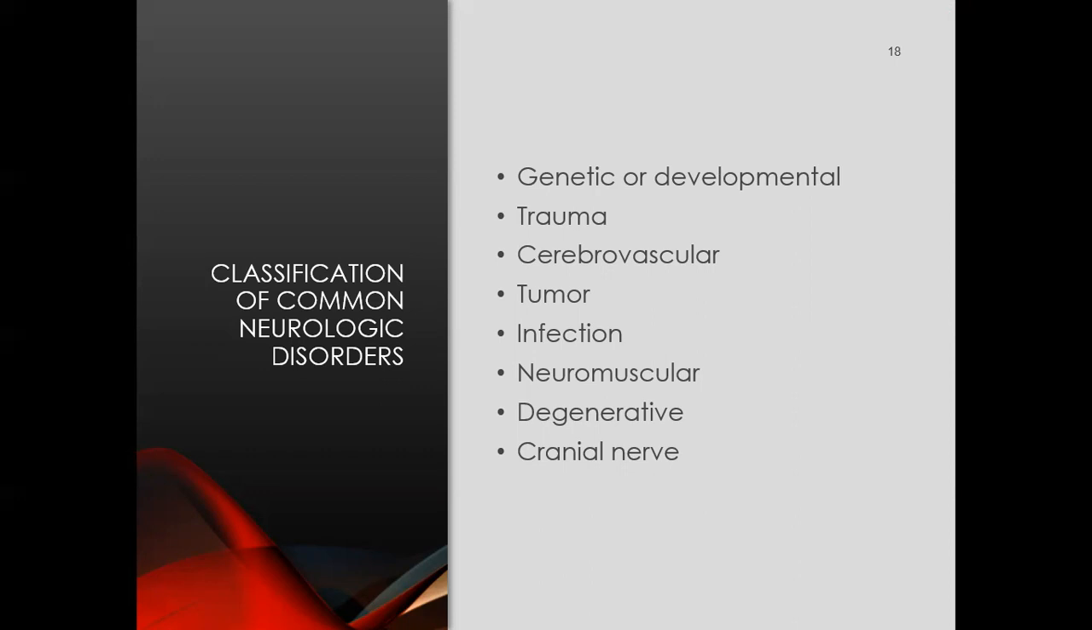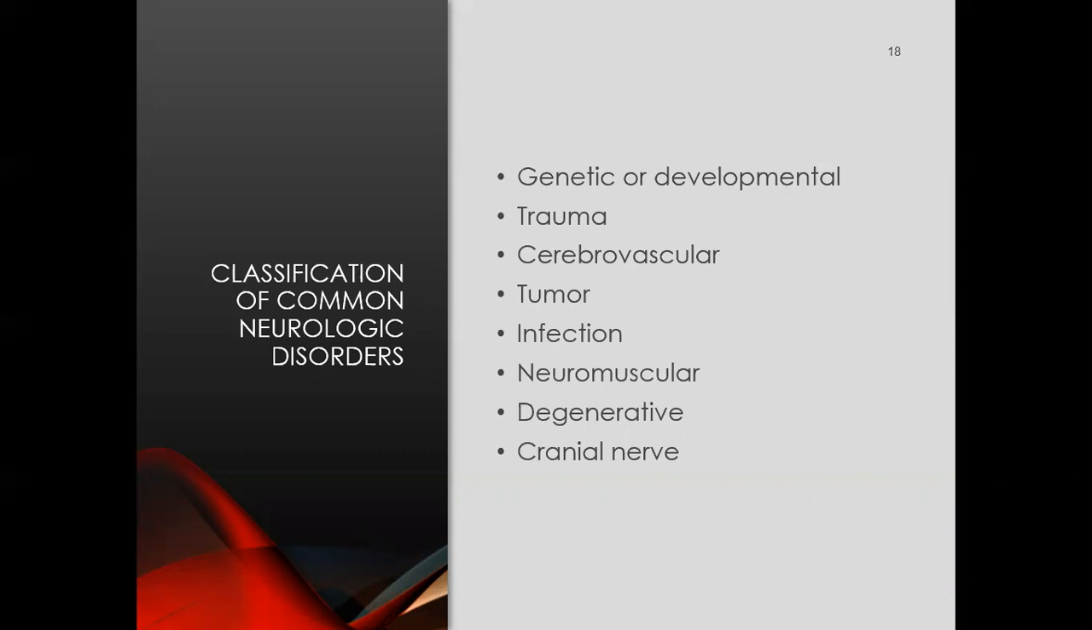There are also cerebrovascular neurologic disorders. So like a CVA, a stroke, or a TIA, a ruptured aneurysm, an arteriovenous malformation, and migraines or cluster headaches can be cerebrovascular neurologic disorders. Tumor, like a brain tumor or a spinal cord tumor, can cause dysfunction and disorder.